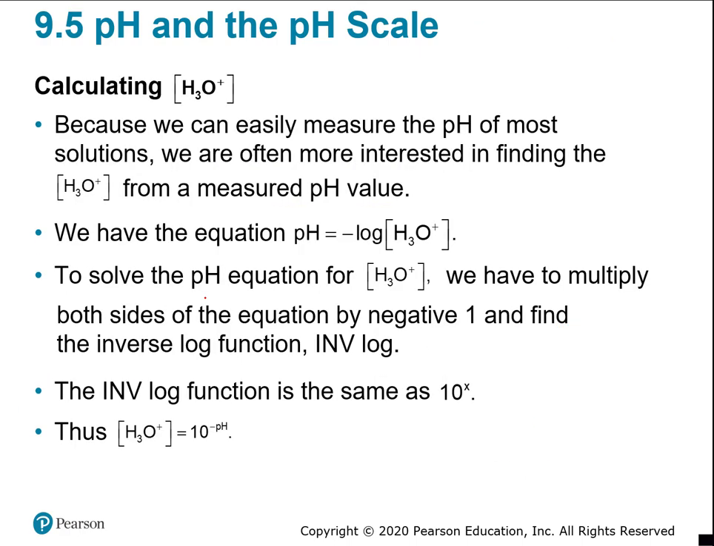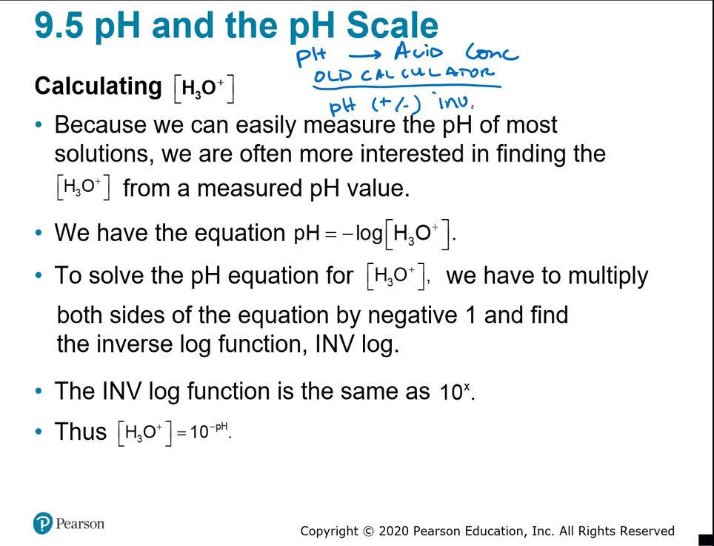Now, you can go backwards too. If I know the pH, I can figure out the acid concentration. Going from pH to acid concentration, I kind of have to flip the number. On the old school calculator, if I want to go backwards, I put in whatever my pH number is, make it negative, then I hit the inverse log.